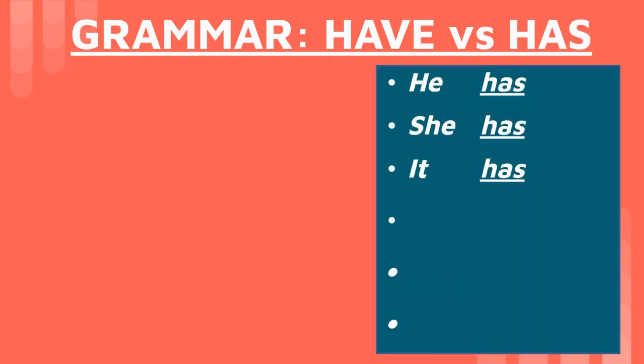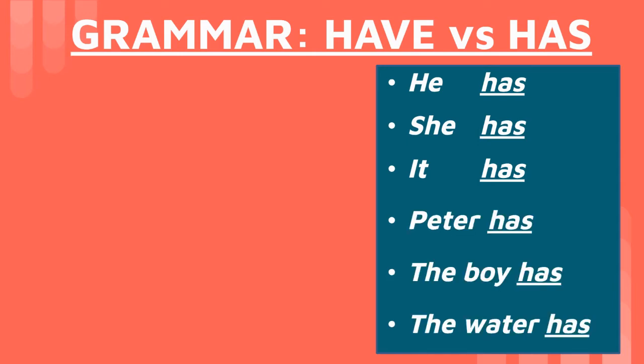Has, however: he has, she has, it has, Peter has, the boy has, the water has. We see here Peter is just one boy, so it's singular, so we use has. The boy, only one boy, has. And water. So water is an uncountable noun. So we have uncountable nouns, we also use has.